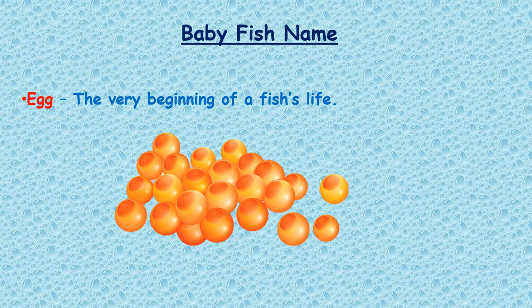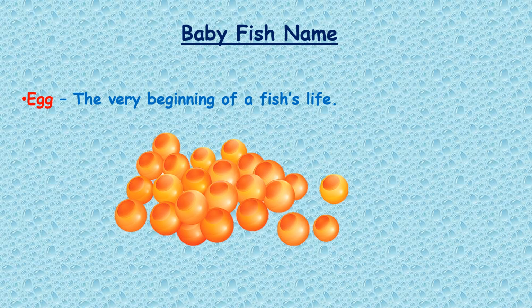Okay, the words baby fish are usually used to talk about young fish, small fish. So we know that even fish have a life cycle. These young fish have different names based on how old they are. In the fish's life cycle, there are different stages. Let's talk about the stages now.